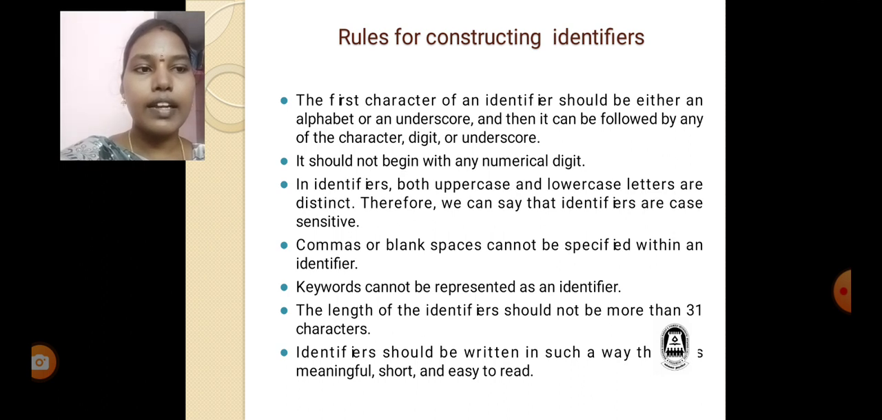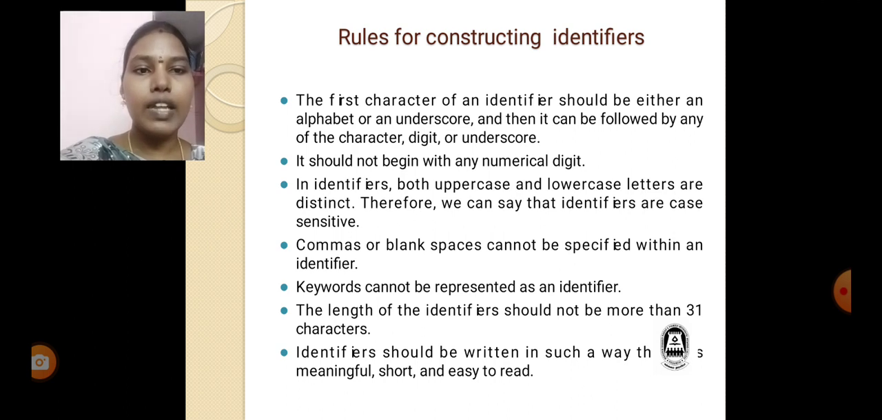Next, the length of the identifier should not be more than 31 characters. So the length is also fixed. An identifier should be written in such a way that it is meaningful, short and easy to read. While naming a variable, it should be related or meaningful. If we are calculating the student mark list and performing an arithmetic calculation, we can use the variable name sum. For getting the marks in all subjects, we can identify the marks as M1, M2, M3.